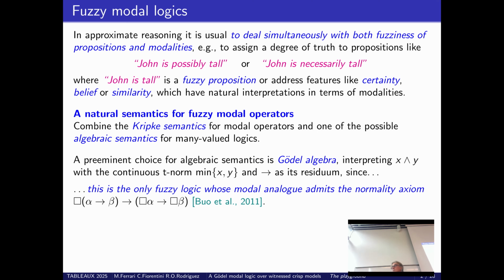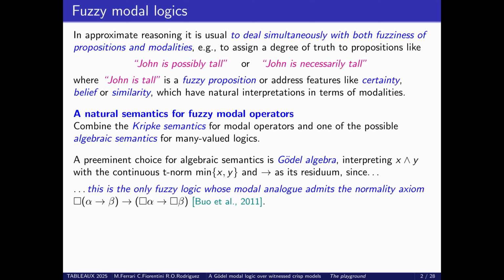Well, the idea of multi-valued modal logic is to combine the reasoning features of multi-valued logic and modal logic. The motivation should be quite evident. And the way in which we can approach the problem is to try to combine multi-valued semantics with the usual Kripke model semantics for modalities.